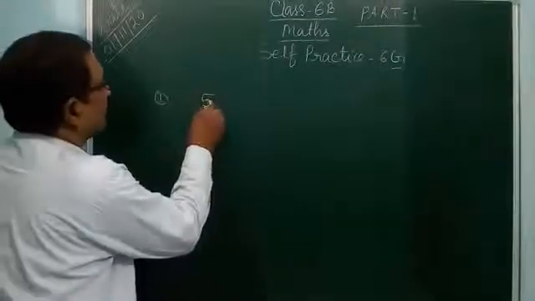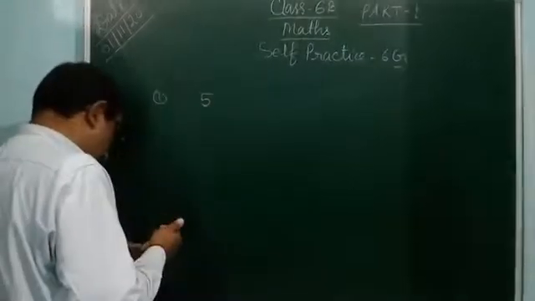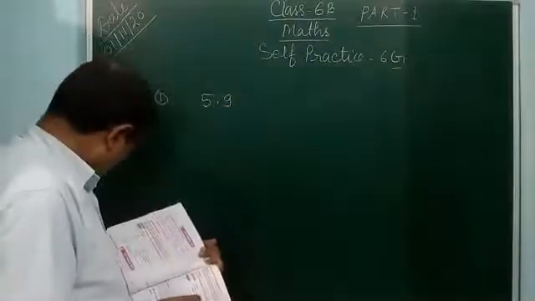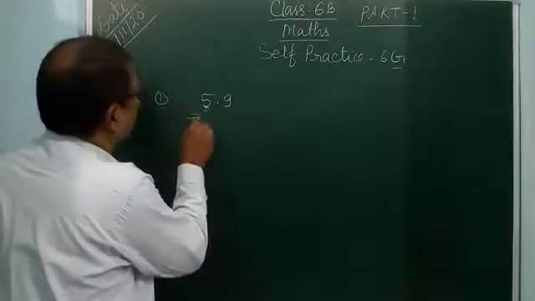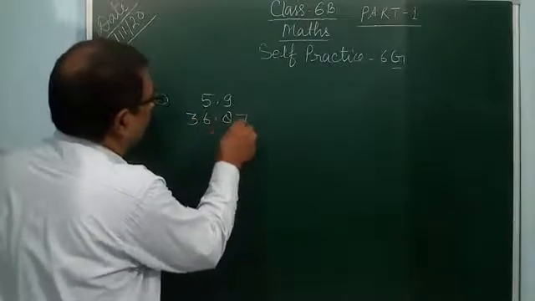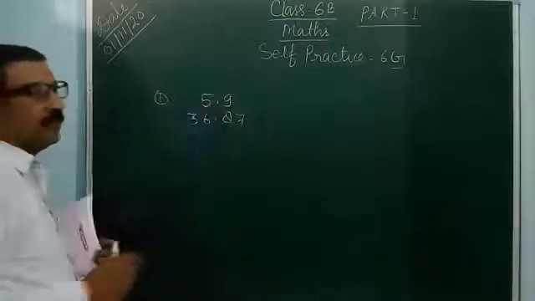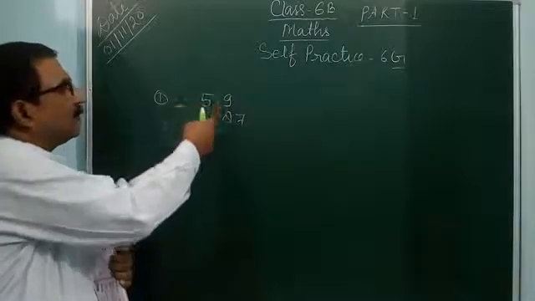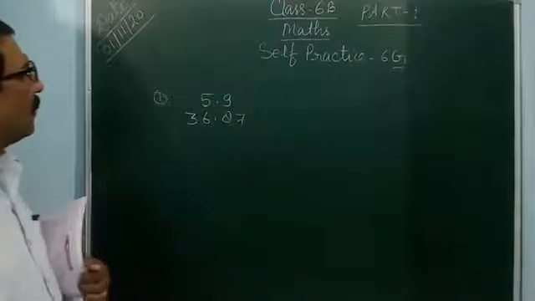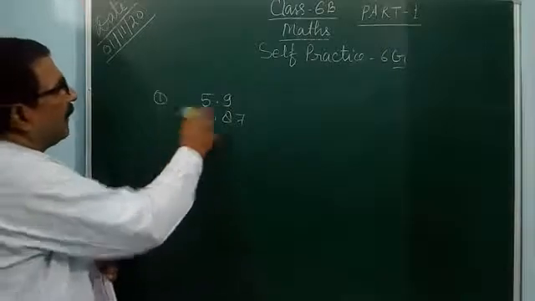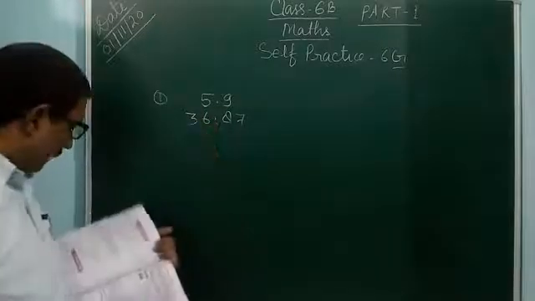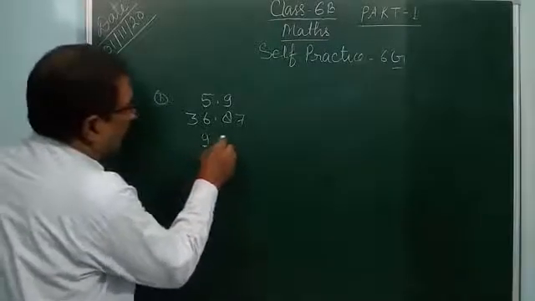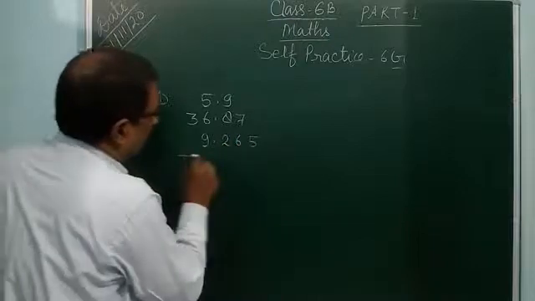5.9, 36.87. You take care to put decimal below decimal, which means the margin of the decimal should be in the same line: 5.9, 36.87 like that, and 9.265. You can add now.